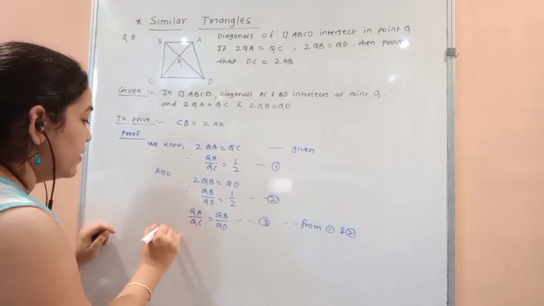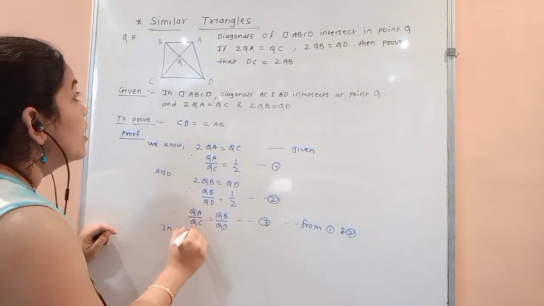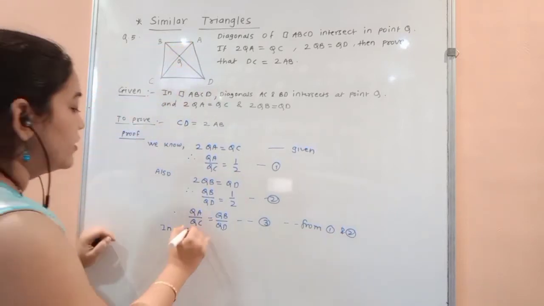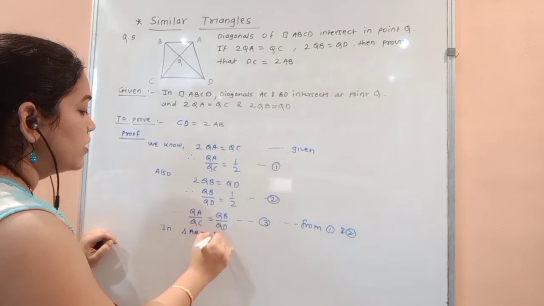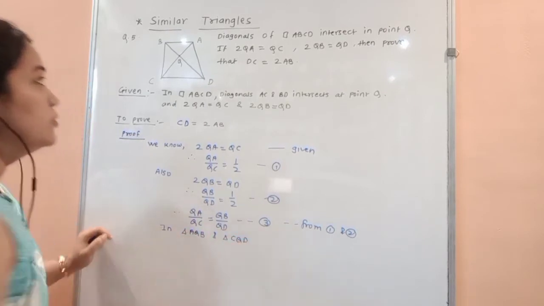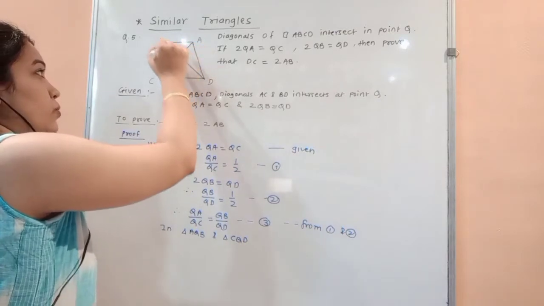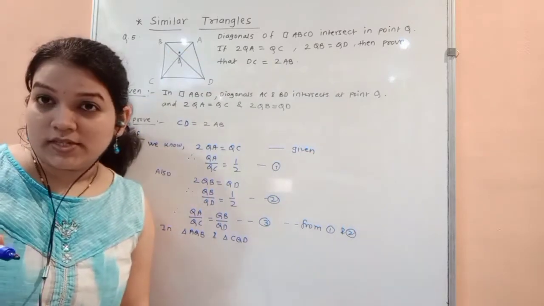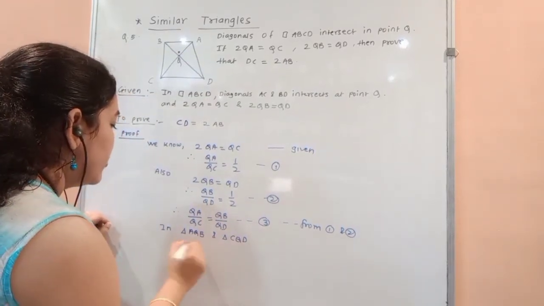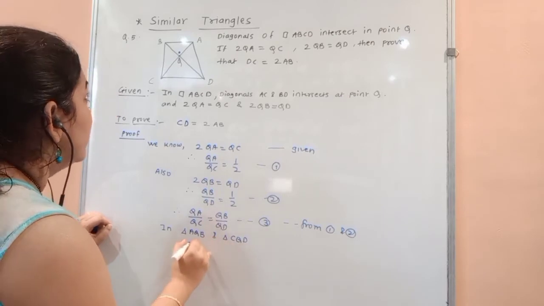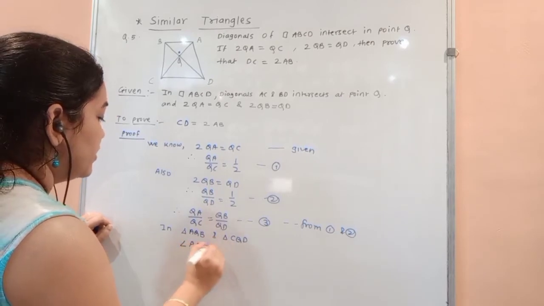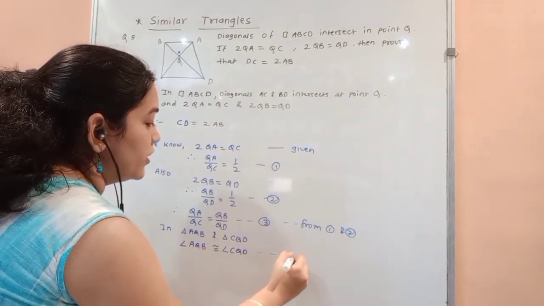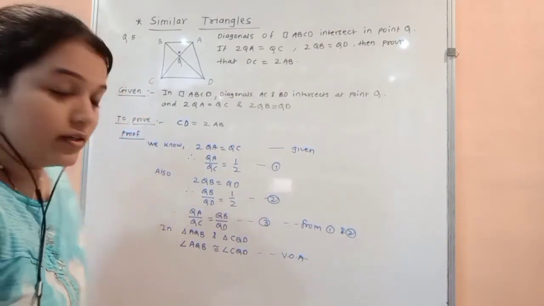Also see, now you have to consider these triangles AQB and CQD. In triangle AQB and triangle CQD, see here, this angle and this angle, these are what? Vertically opposite angles, yes or no? Therefore I can say in triangle AQB and triangle CQD, angle AQB is congruent to angle CQD. Reason is vertically opposite angles, yes or no?